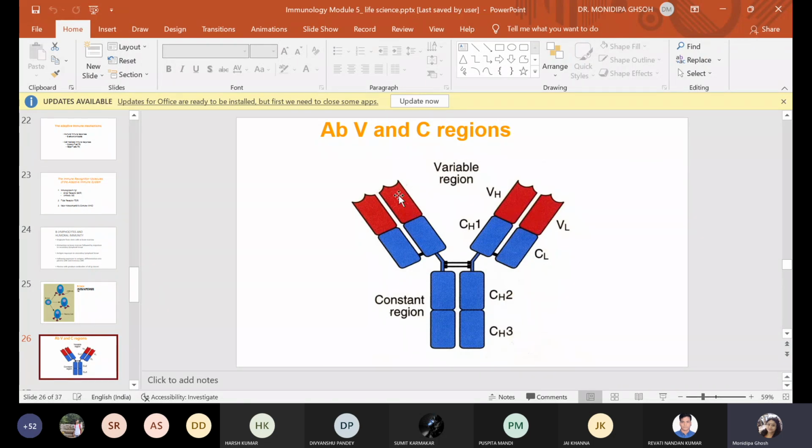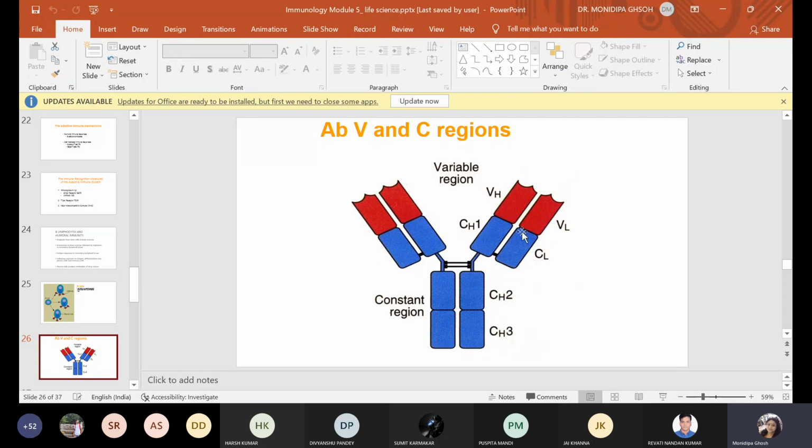The stretches of amino acids are transcribed. The immunoglobulin gene, or IgG, is transcribed into the nascent mRNA and translated to the immunoglobulin protein. This antibody has a specific Y-shaped structure. This Y shape has the variable region. These red portions are the variable region, meaning the amino acid sequence varies very much, even within a species.